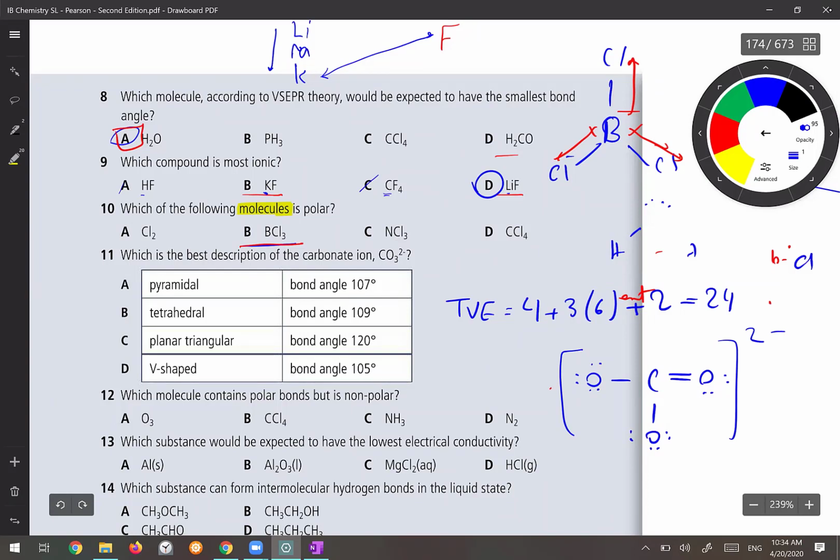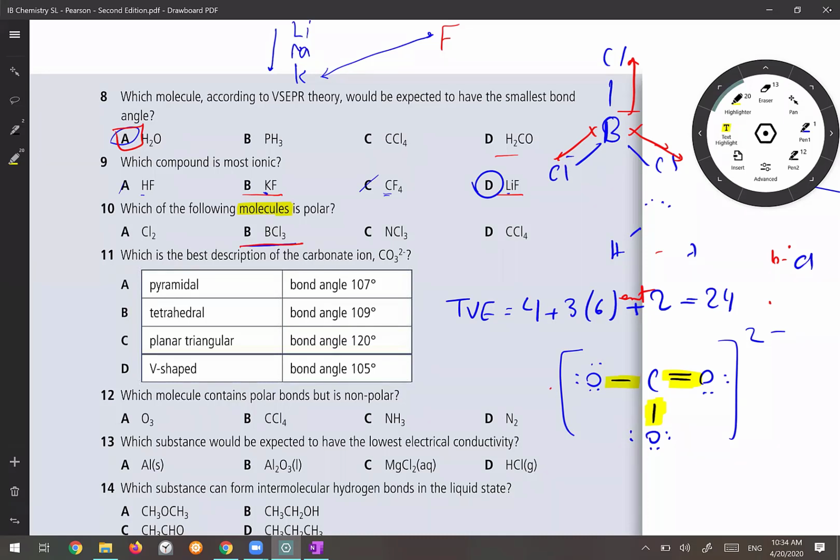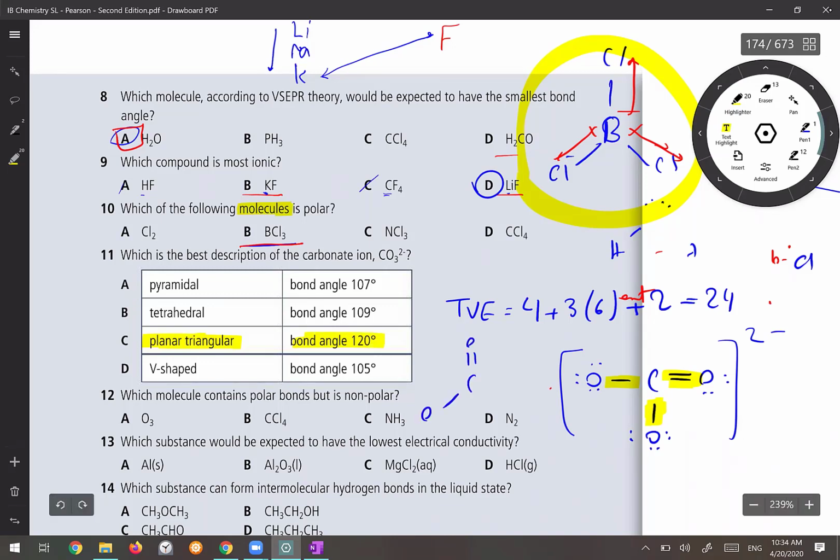How many domains do you have here? 3. 1, 2, 3. So when you have 3 domains and no lone pair, your structure would be trigonal planar, and the bond angle is 120. So it's like this, C double bond O, O, O. This is the structure. Okay, any question?